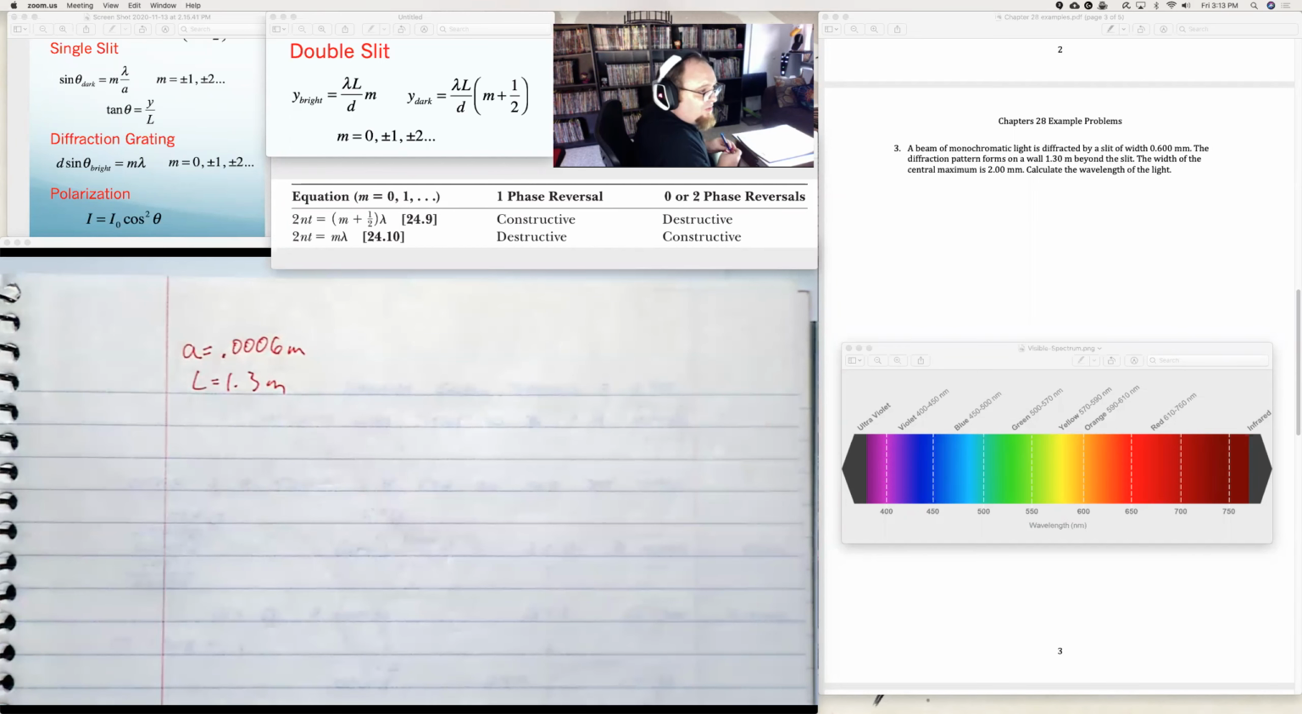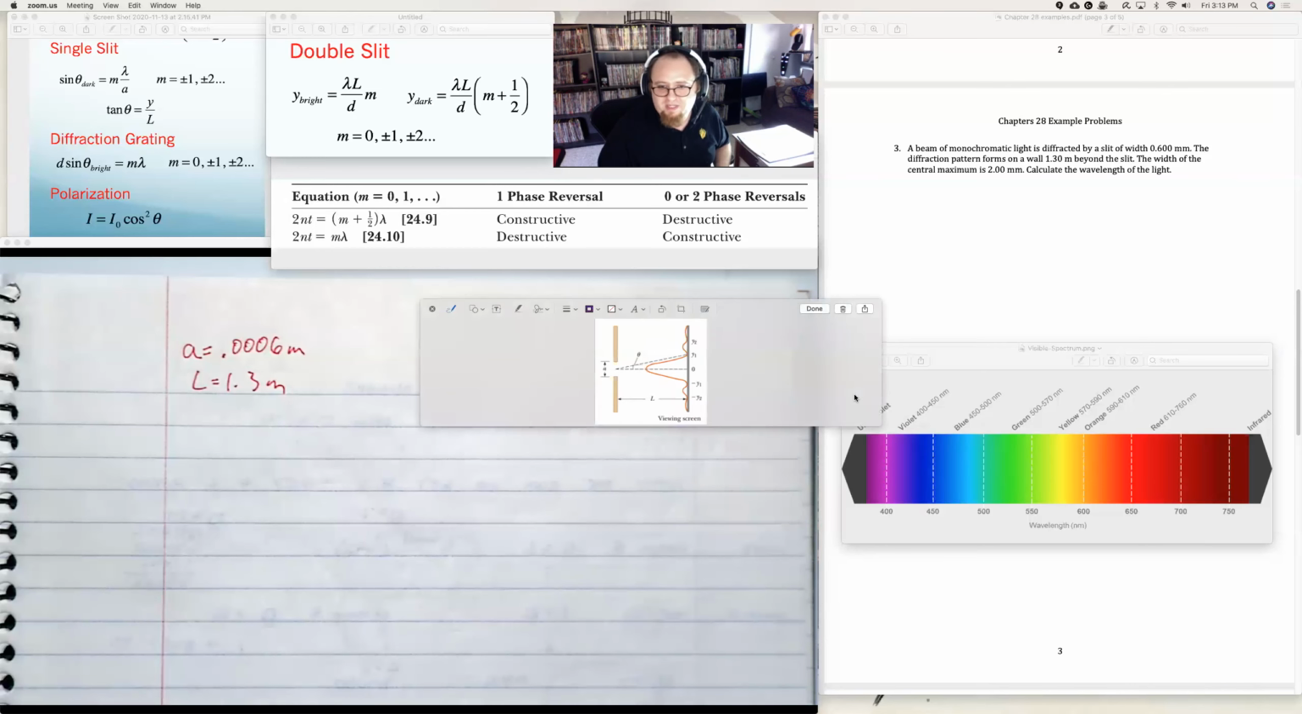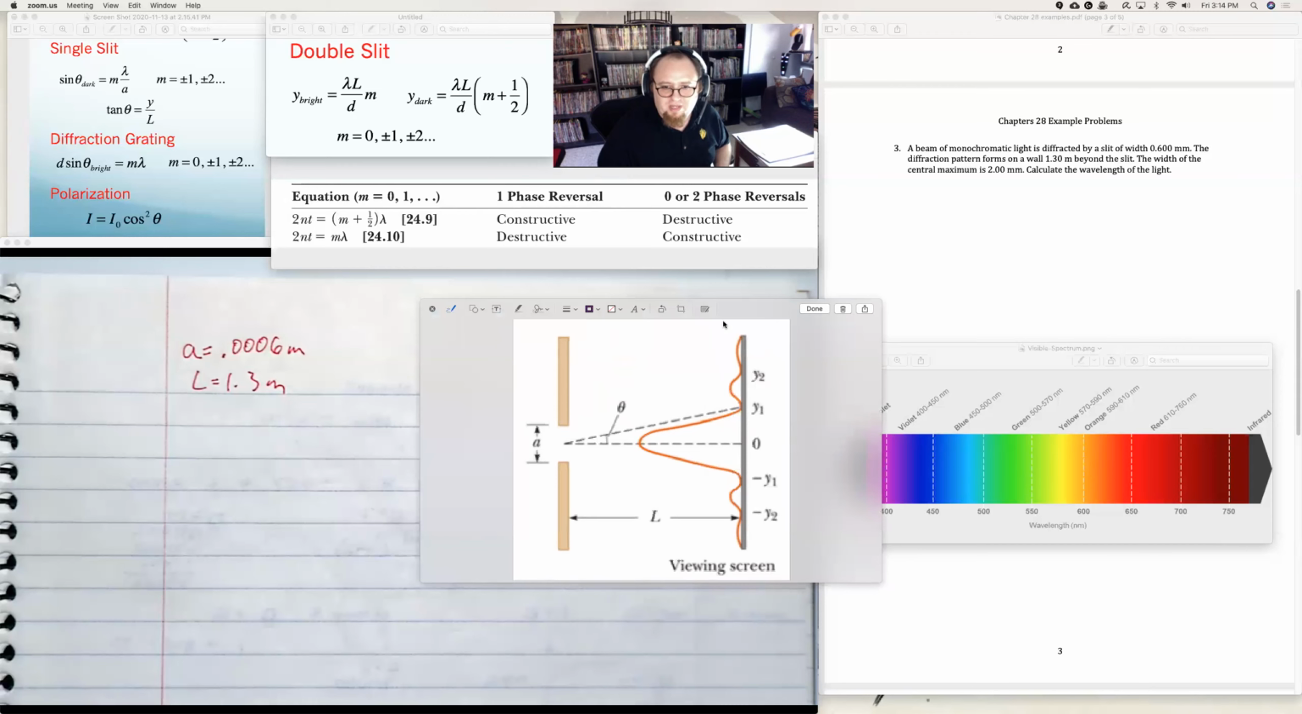The width of the central maxima is 2 millimeters. Calculate the wavelength of the light. The width of the central maxima, what that is, I'm going to make a different picture show up that I didn't have prepared. I normally would just draw it, but I'm being lazy. Why draw it when I can just do that?